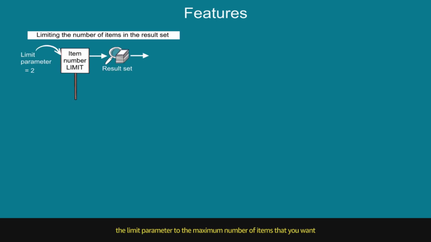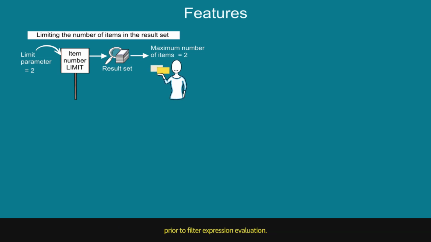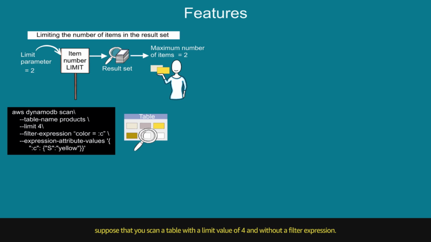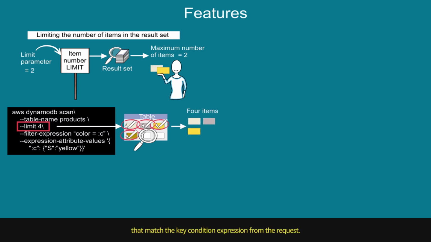Now, let's look at some of the key features. Limiting the number of items in the result set. You can limit the number of items in the result set by setting the limit parameter to the maximum number of items that you want prior to filter expression evaluation. For example, suppose that you scan a table with a limit value of 4, and without a filter expression, the scan result contains the first 4 items from the table that match the key condition expression from the request.